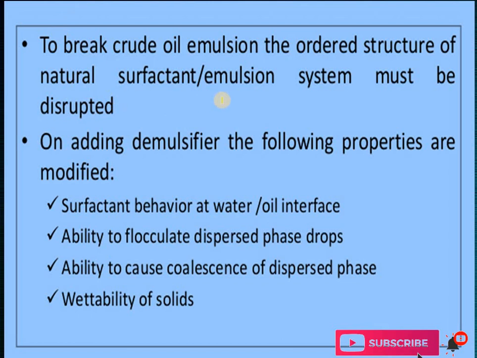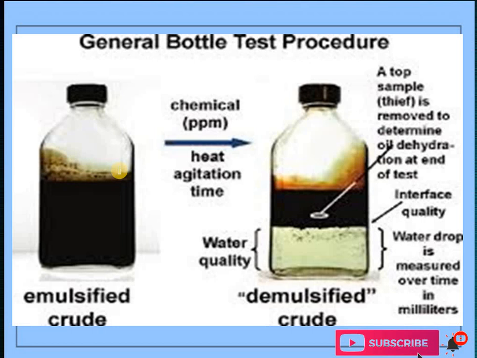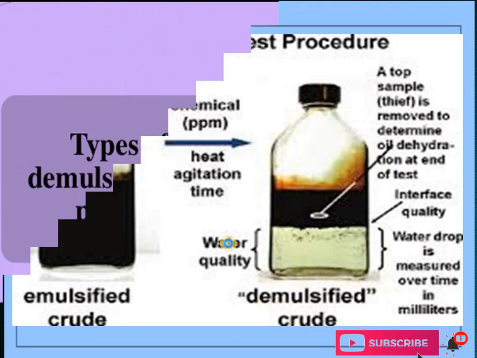These are used to break crude oil emulsions in their natural structure. With a demulsifying agent, the following properties are modified: surfactant behavior at the water-oil interface and ability to flocculate. This is emulsified crude. Here, this is a good emulsion. On heating, this emulsion gets separated, so the demulsifying agent works and we get a separation. So this is demulsified crude, which is easily visible to us.